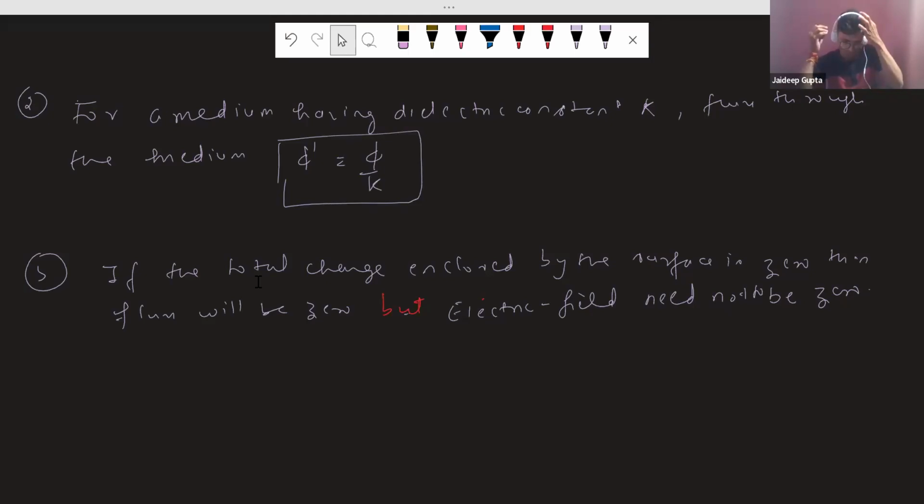What do you mean by electric flux? Number of electric field lines passing perpendicular to the given surface. What is the formula for it? dφ equals E·dS. Great.